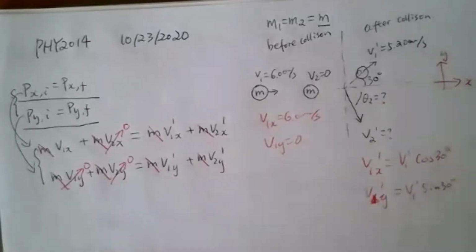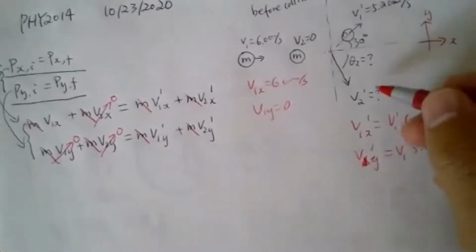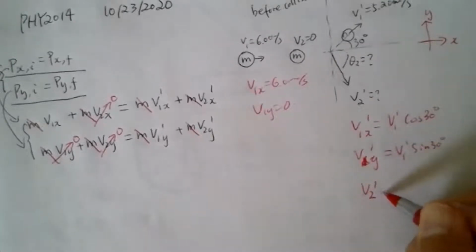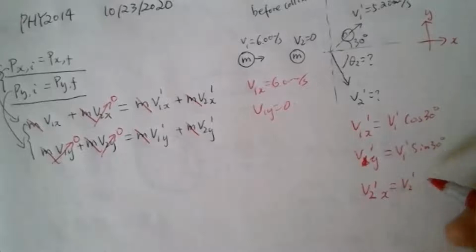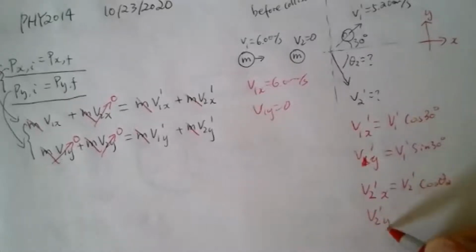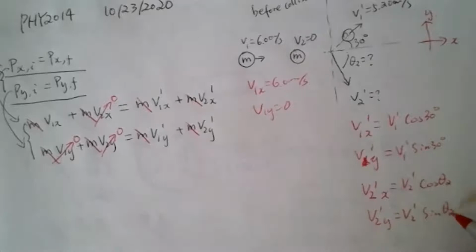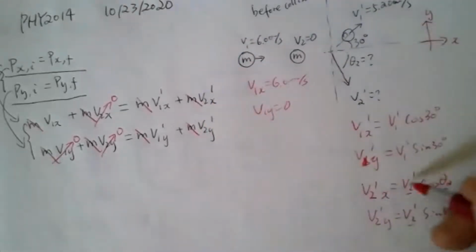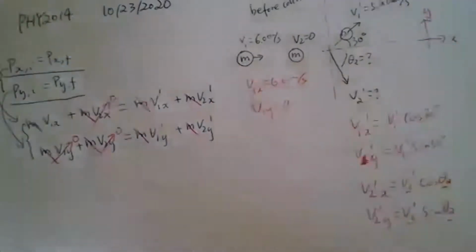So now we can write v2 prime in the x direction as v2 prime cosine of theta 2, where theta 2 is the angle, and then v2y prime would be v2 prime sine of theta 2, with these two being unknowns. And then we will have two equations and two unknowns, and we should be able to figure out both of them.